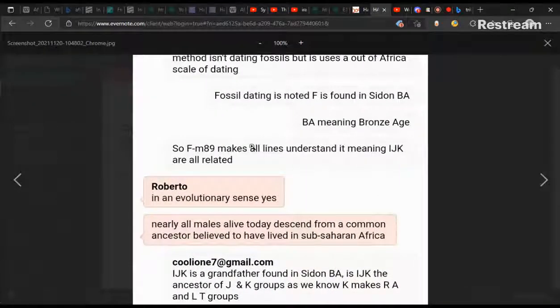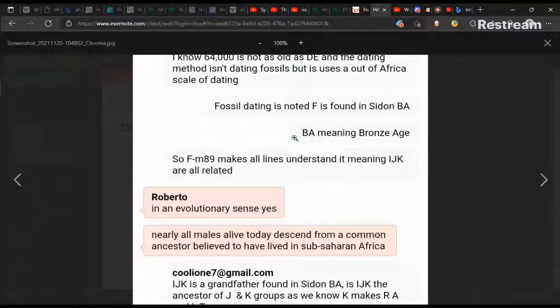Now I'm gonna continue reading because it's really important to understand that what I'm saying, he understands it as well. The dating that they're using is the out of Africa dating versus the fossil dating. So fossil dating is noted. F is found in Sidon BA, and that's what we talked about in the last video. BA meaning Bronze Age.